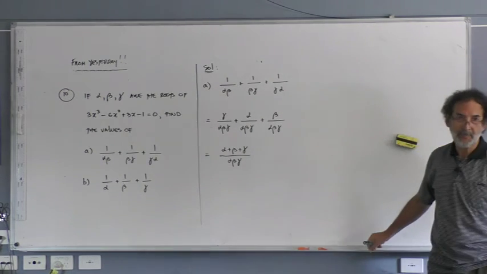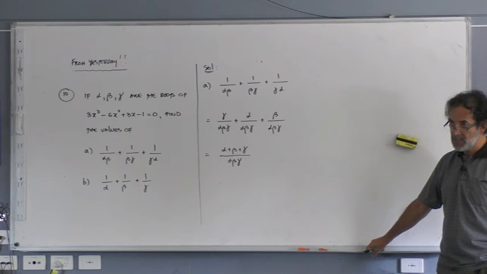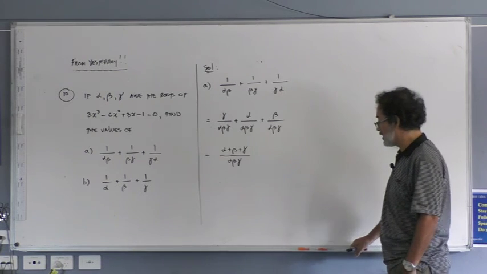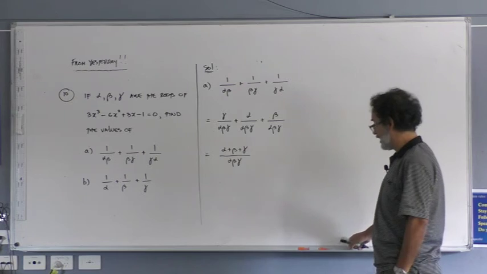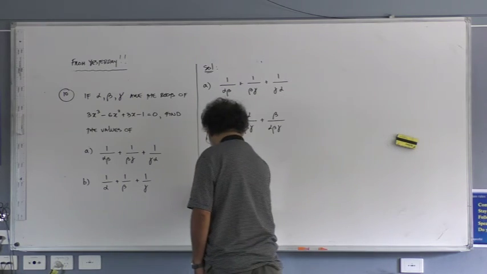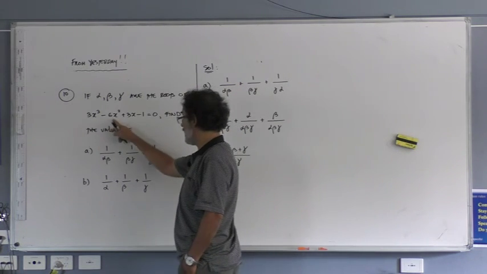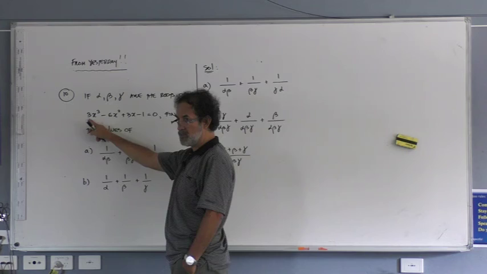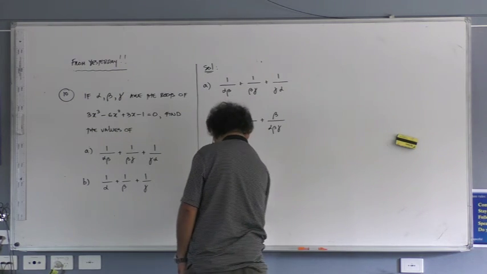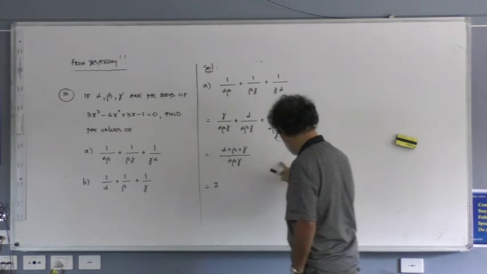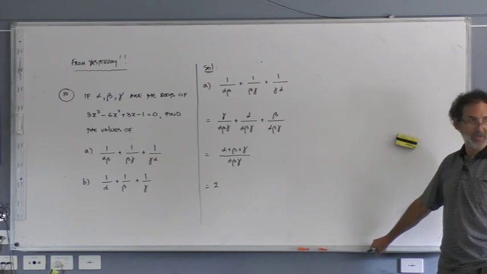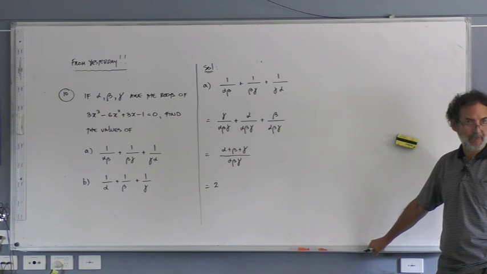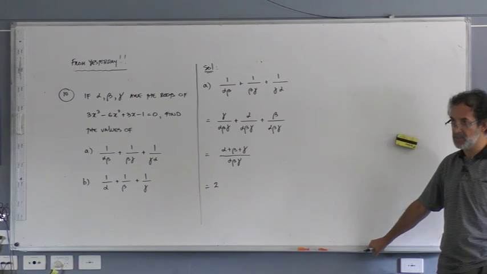Good news. What is the answer for alpha plus beta plus gamma? That's correct. In this particular case, it's equal to 6 over 3, which is 2. You see? That's what I've been telling you all along. Do not panic. All these questions are doable, but you need to think about it.